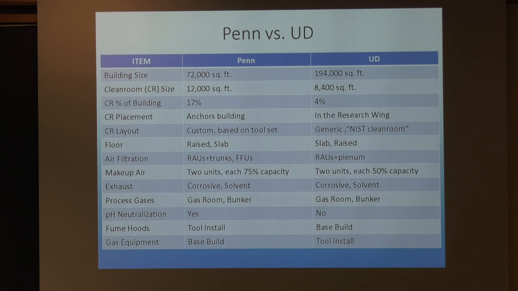I have a table that compares Penn and UD. Building size, I already mentioned that. The clean room at the University of Pennsylvania is a bigger section of the building, and also a very important one. The clean room was designed, the heart of the building was the clean room. So everything was built around the clean room. We made sure that the elevators of the building were not too close to the lithography room. The clean room at the University of Delaware is somewhere in the research wing.